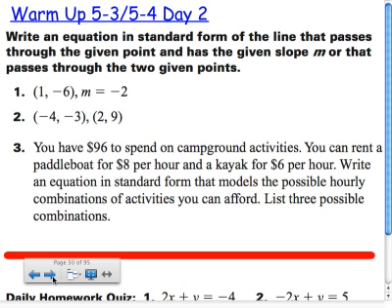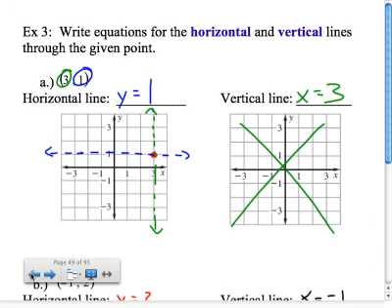Again, writing equations of lines, that's what we're spending our time on here in Chapter 5. So as always, any issues you have from this particular lesson, have those questions ready to go in class, and we'll be sure to address them first thing.